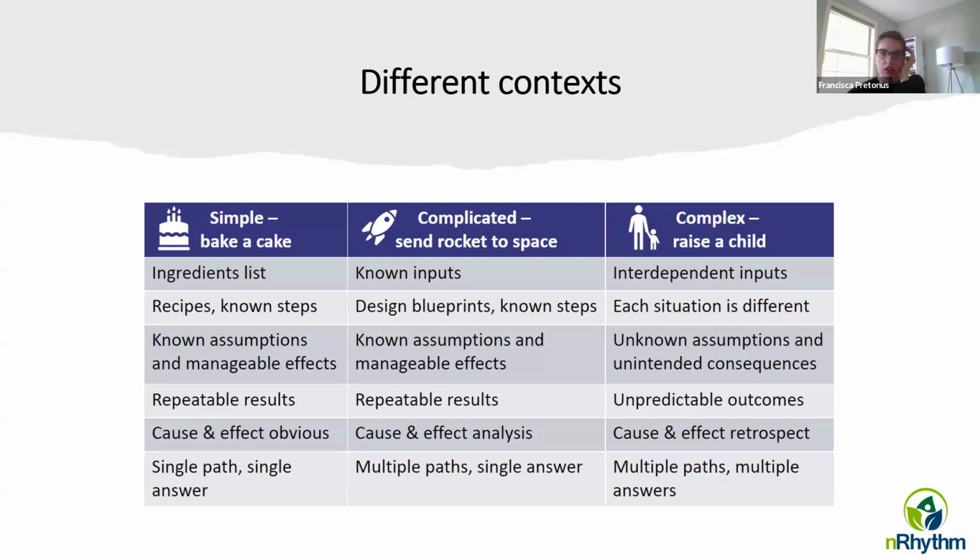I used to live in Denver, where Donna is, and that's high above sea level. There you adjust the baking temperature a little bit, and you adjust the time a little bit, but it's a manageable thing, and it's fairly easy once you've got it to repeat what you've done for baking this cake. Repeat the results. The cause and effect is obvious. It's a single path, single answer. The answer is cake. Easy.